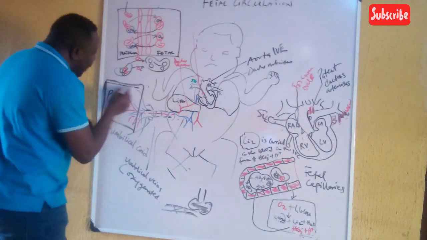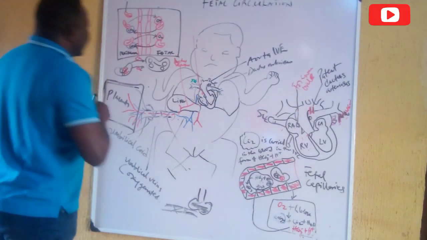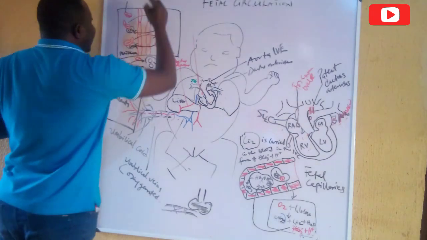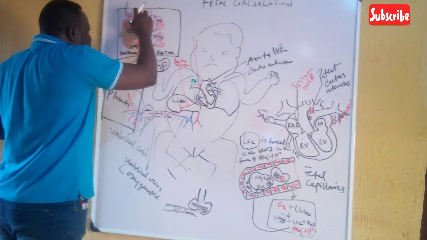Now, let us look at what happens in the placenta. Coming to the diagram, you observe that this is the fetal blood vessel, and this is the maternal blood vessel.